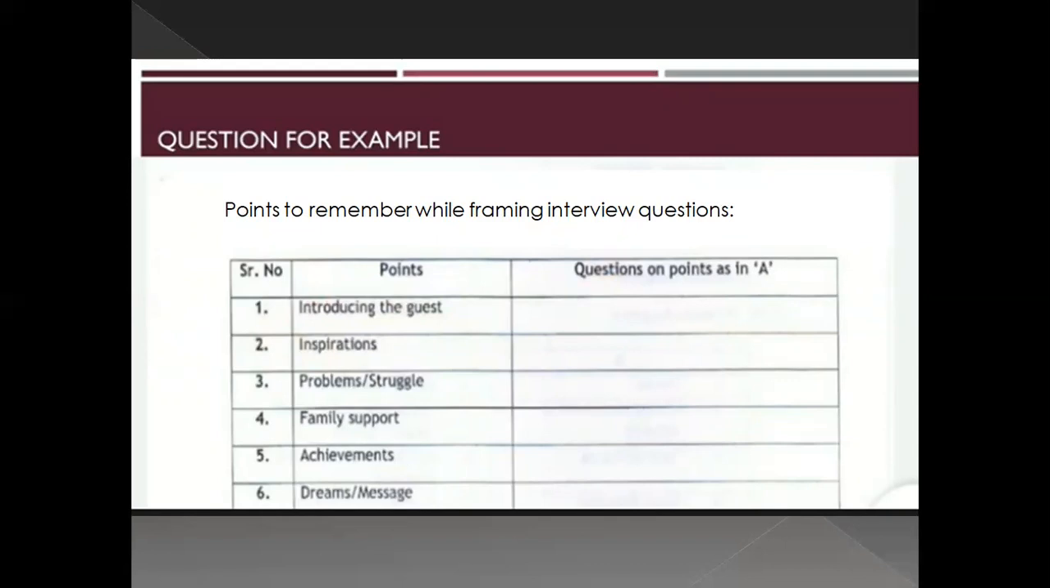Then you can also ask him questions about his family support, like was his family for this kind of decision that he made, or was it against it, and how did he face them, and how was their support, all of those things.